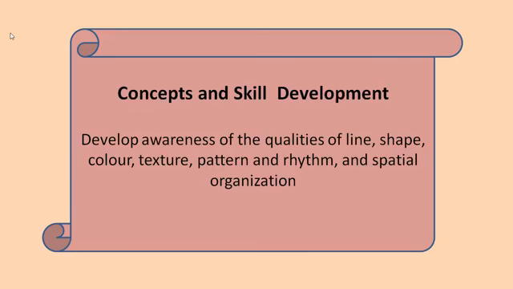And next, awareness about texture. Texture lets them explore the relationship between how things feel and how they look. They create variety in surface textures using a range of materials and tools. So this is about texture. And next, the awareness of pattern and rhythm. They become aware of pattern and rhythm in their visual surroundings, and use materials to create patterns.